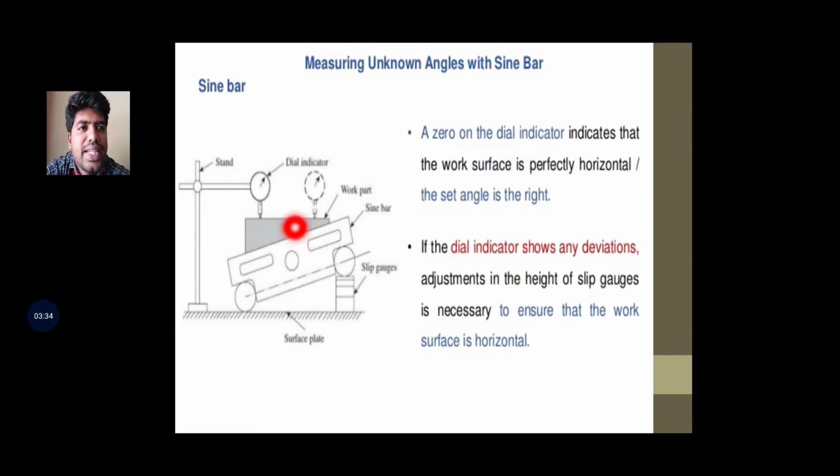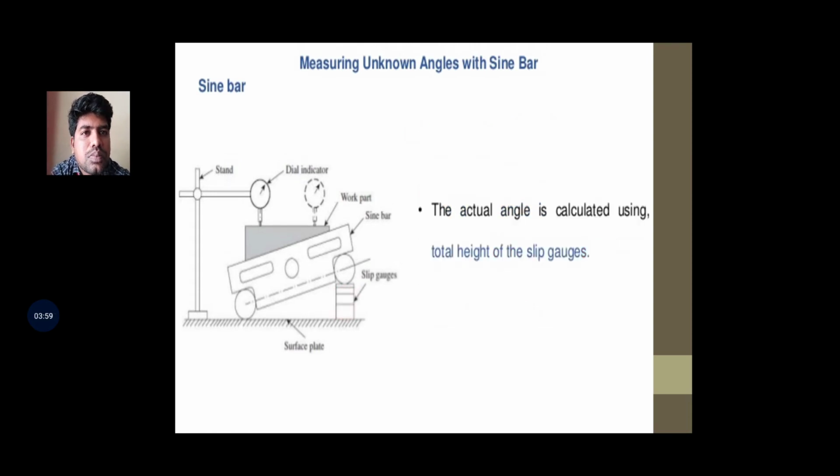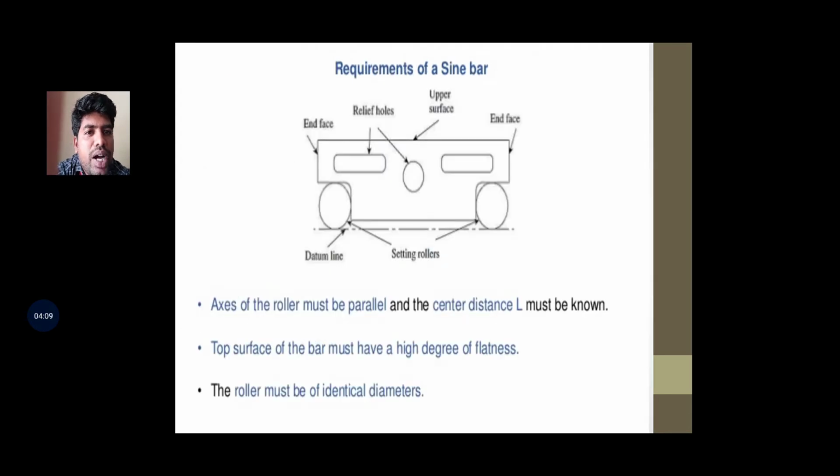A zero dial indicator reading indicates the work surface is perfectly horizontal. The set angle will be right. If the dial indicator shows any deviation, adjustment in the height of the slip gauge is necessary. So in this working process, if there is any deviation on the dial indicator, the slip gauge will be adjusted and the reading will be taken on the sine bar. The actual angle is calculated using the total height of the slip gauge.